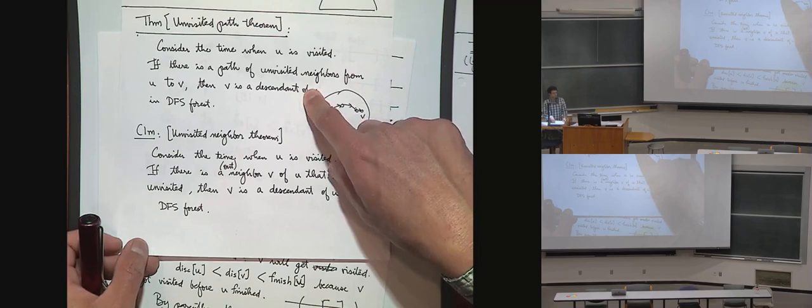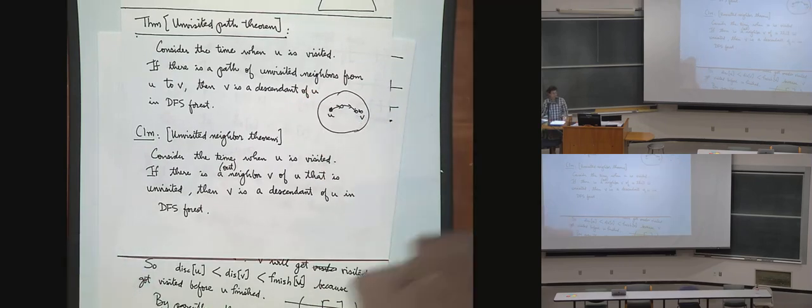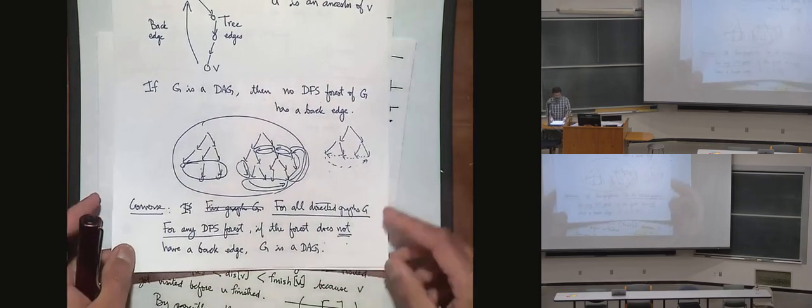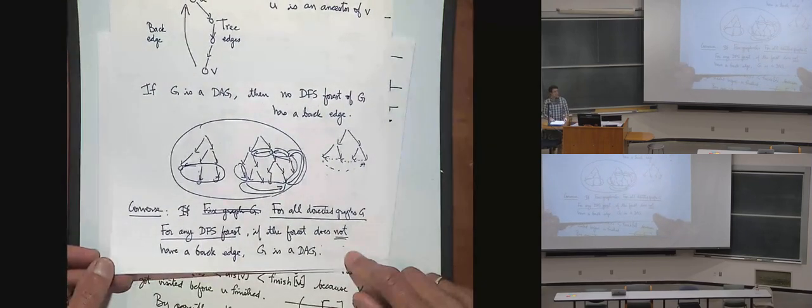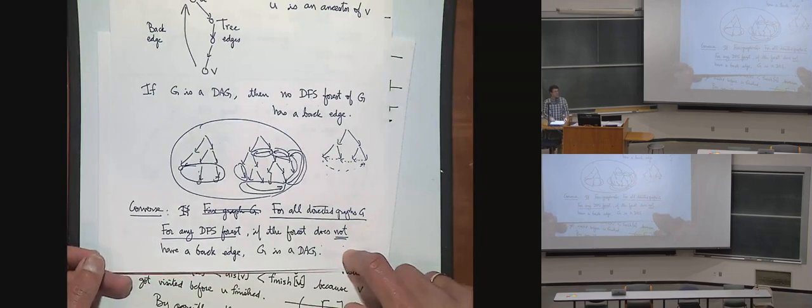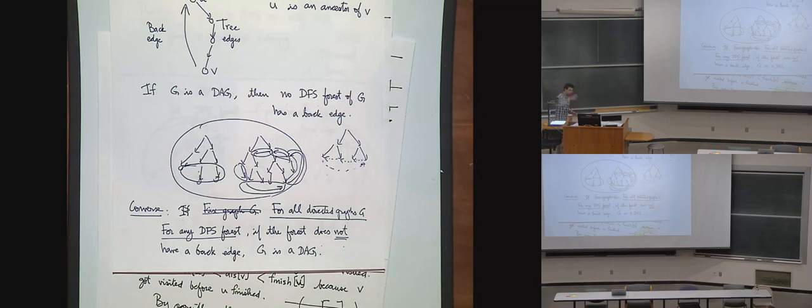Okay? But what we really cared about was all this stuff about DAGs. And where is all of this relevant there? What we really cared about is this statement. So what I'm now going to show you is if the unvisited path theorem is true, then you can actually show this. I'm going to chain these things together.